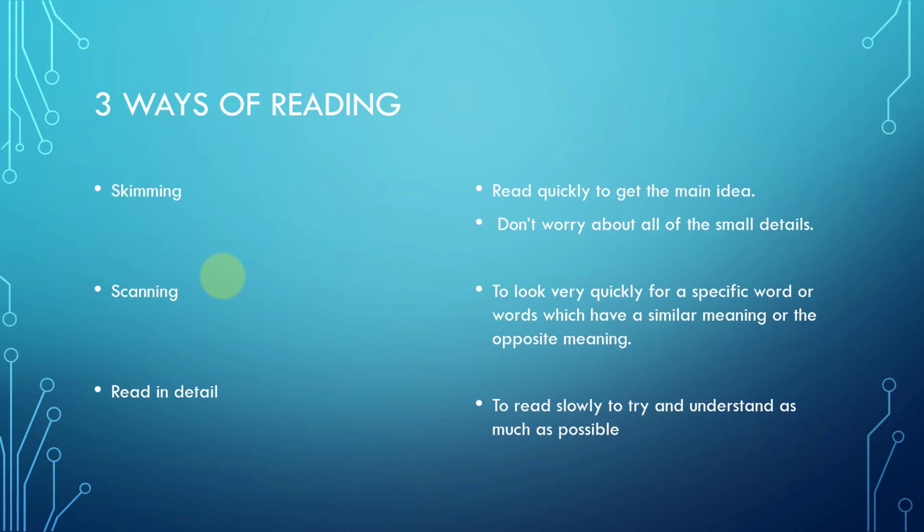Okay, so we've looked at 3 different ways of reading. So skimming is when you read quickly to get the main idea. You don't worry about all of the smaller details. For scanning, you're looking very quickly for specific words or perhaps words with the opposite meaning. You don't really even look at the other words. Once you find the words you look for, perhaps then you read that one sentence or those few words in detail. The last way of reading is reading in detail, when you're reading slowly to try and understand everything as much as possible.